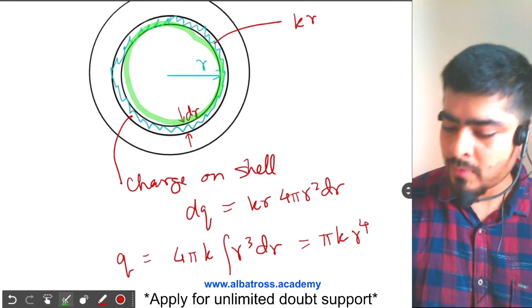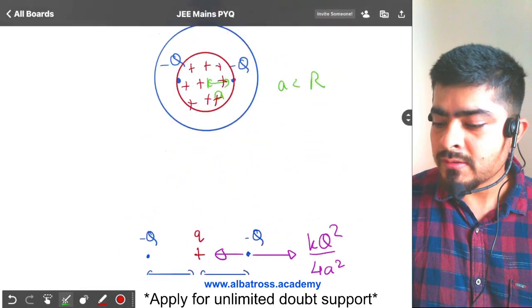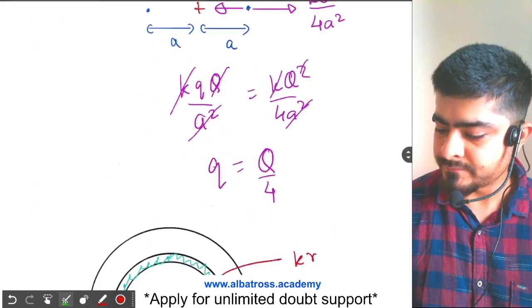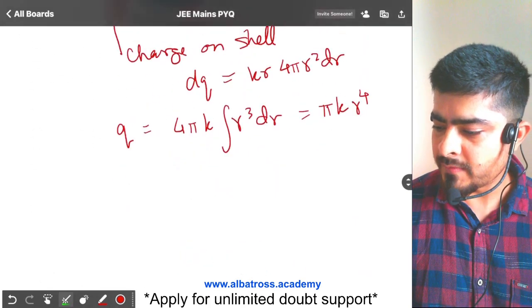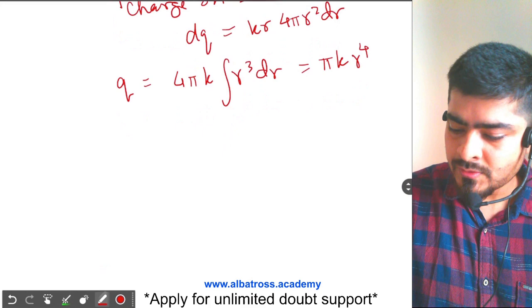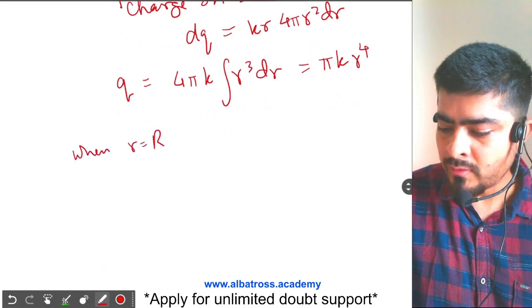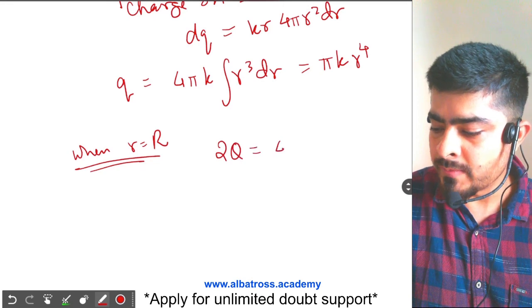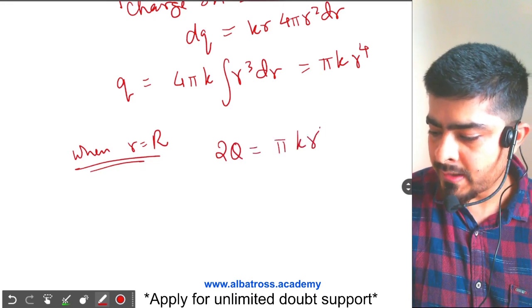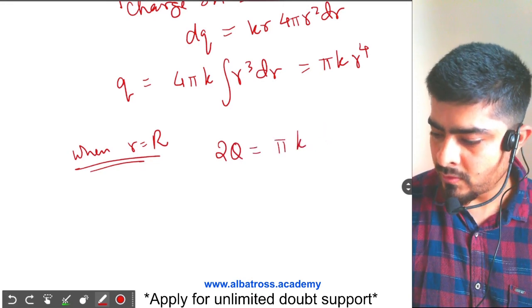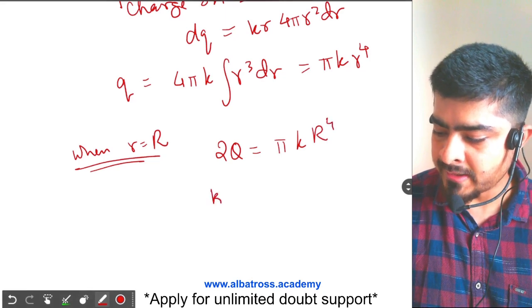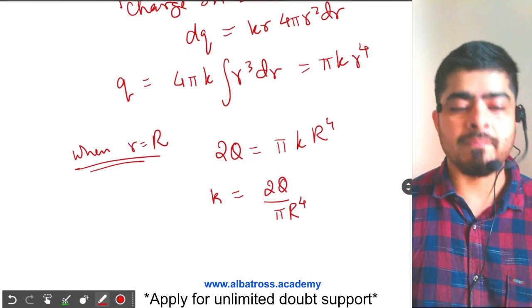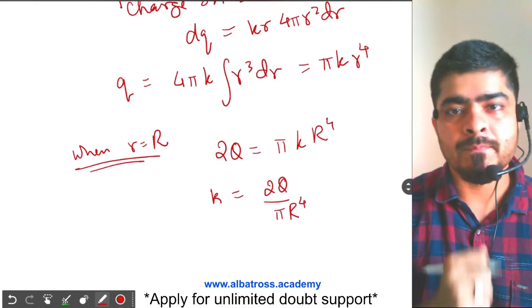Now we use the properties. For the total sphere, charge is 2q. So when r equal to capital R, that is we take the full sphere, charge will be 2q, equal to pi k R power 4. So that means I get k equal to 2q by pi R power 4. I found the value of k, right?